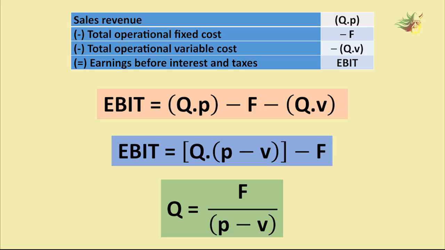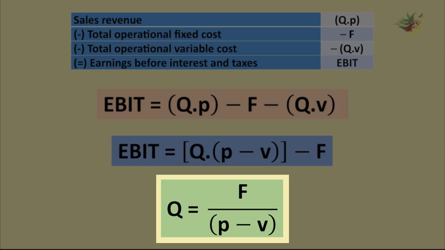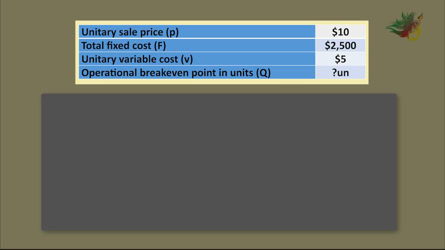We will now analyze an illustrative numeric example. Take a little break in the video and copy this equation of the operational break-even point in units. One company sells its only product for 10 per unit. Each produced unit has a unitary variable cost of 5. The total operational fixed cost is 2,500. Using these values, calculate the operational break-even point in units for this organization.